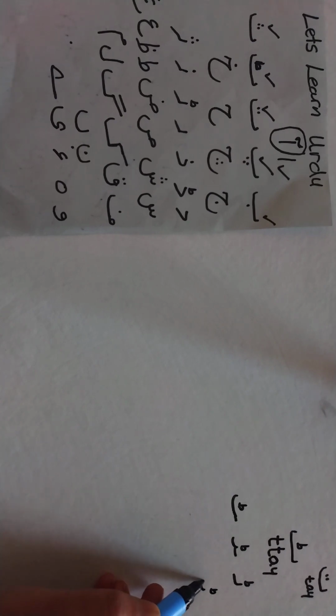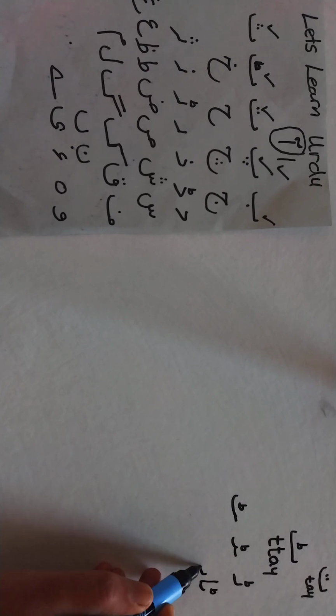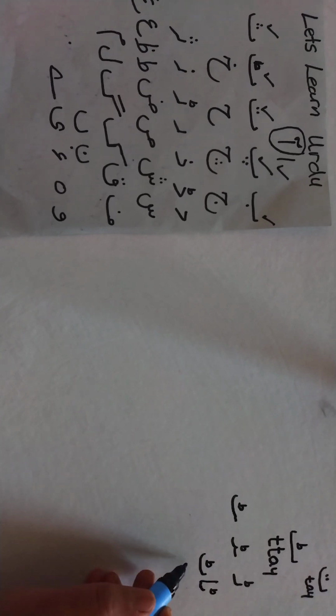The word we can make with it is T and alif and T. It's dot, which is carpet.